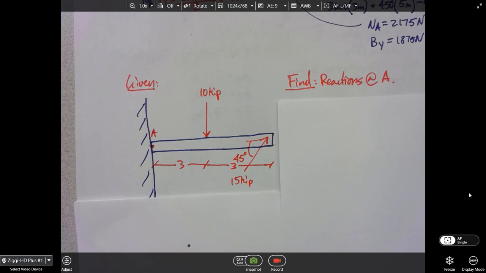Okay, and I'm going to call this A, and I would like you to, given this, find reactions at A. Okay. Give you a few minutes to work on that. So draw a free body diagram, set up your equations of equilibrium, and solve.